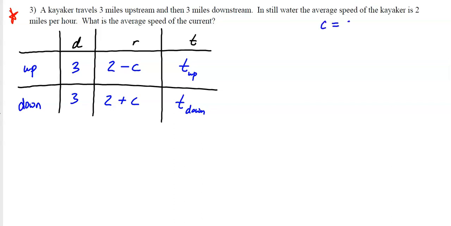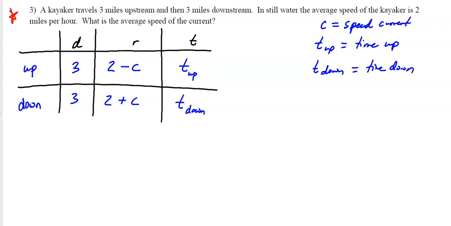So C is the speed of the current. T up is the time going up. T down is the time going down. Probably didn't need to write those out. But if you look at this problem right away, I'm like, oh crap, I have 3 unknowns. I don't know this, I don't know this, and I don't know that. So the big idea here is 3 unknowns. So we're in a bit of a pickle. We can't really set it up and use a system of equations to solve this.